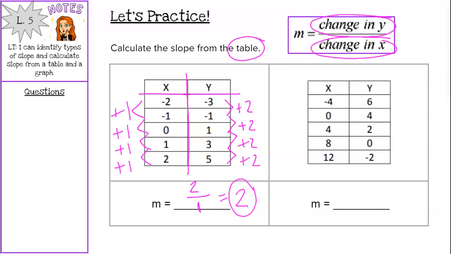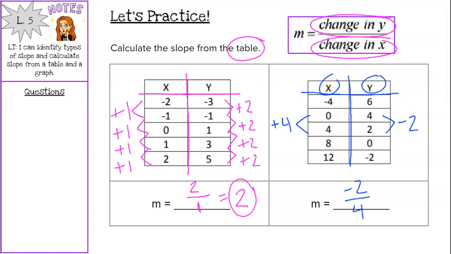All right, so let's do another example. We have our x and our y. We don't actually have to do all of the changes in x's and all the changes in y's. We can just pick 2. So I can just pick a pair. So 0 to 4 is adding 4. And then 4 to 2 is subtracting 2. So I pick that pair, and then I have my change in y and my change in x. Change in y is -2. Change in x is +4.